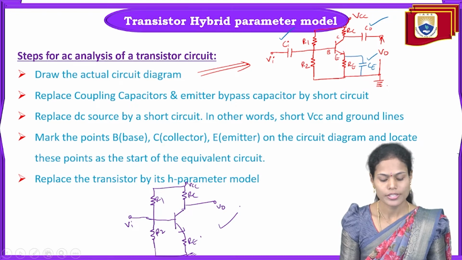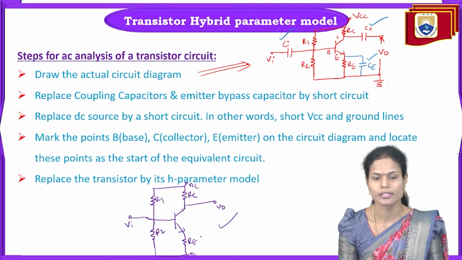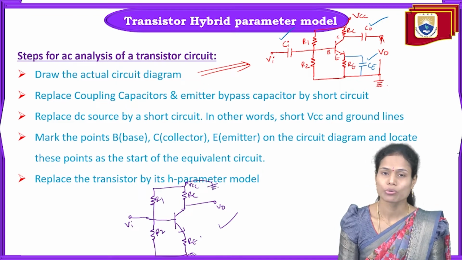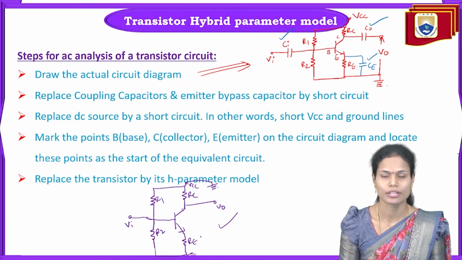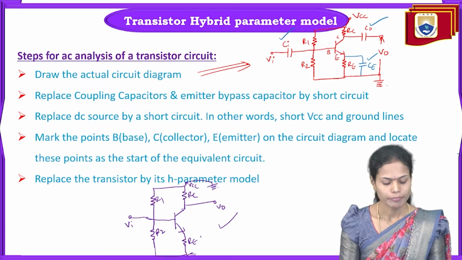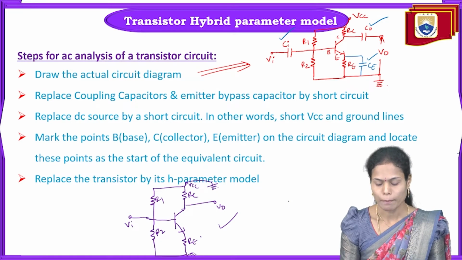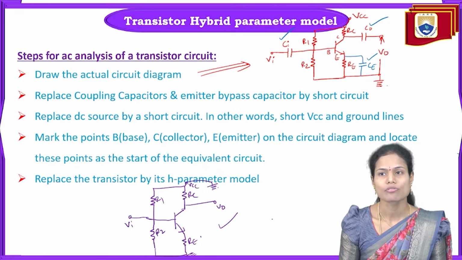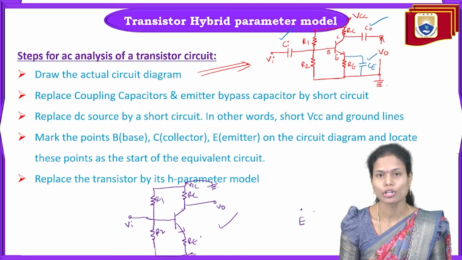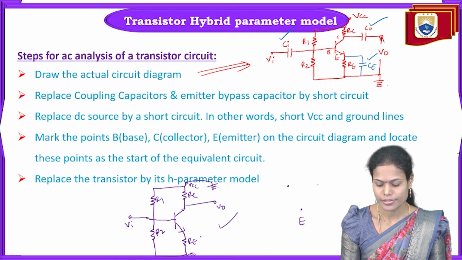Next, replace the DC sources by a short circuit, or else we have to make VCC ground here. Why? Because we are going for the AC analysis, so we should not take the DC signal into consideration. That is why we have to make it ground. That is our third step. In the fourth step, we have to mark all the terminals of the transistor. We have 3 terminals of the transistor. Though it is the common emitter configuration, I am taking the emitter below here, and the base and collector.